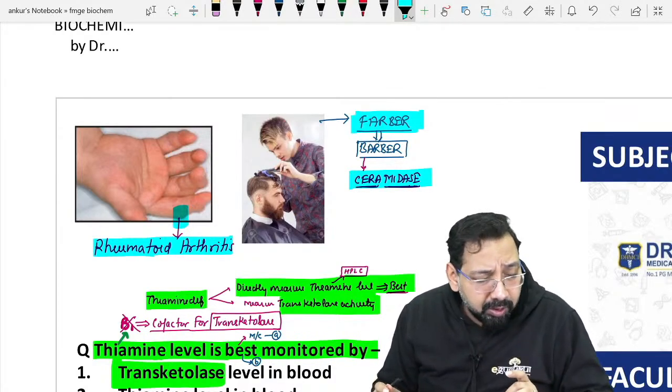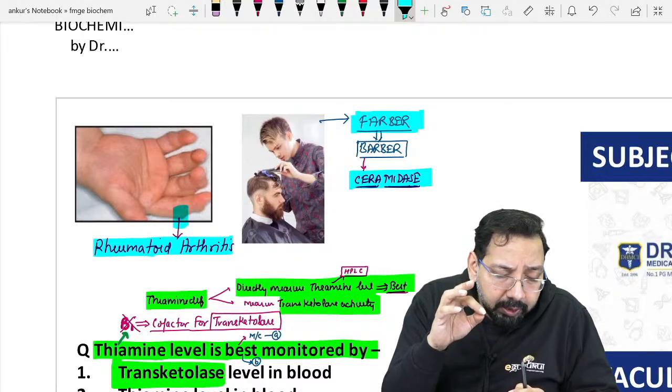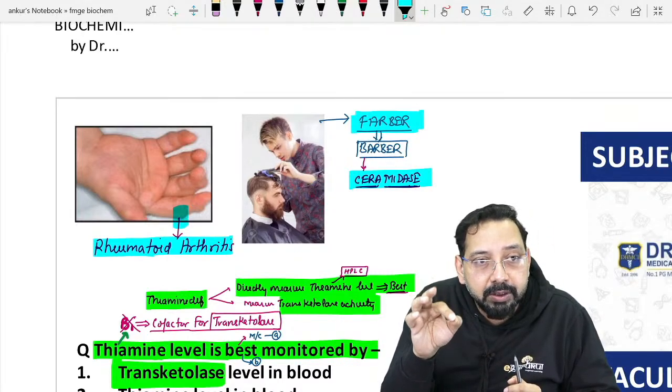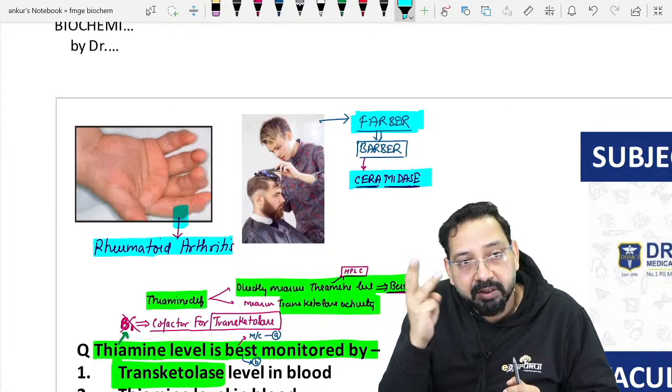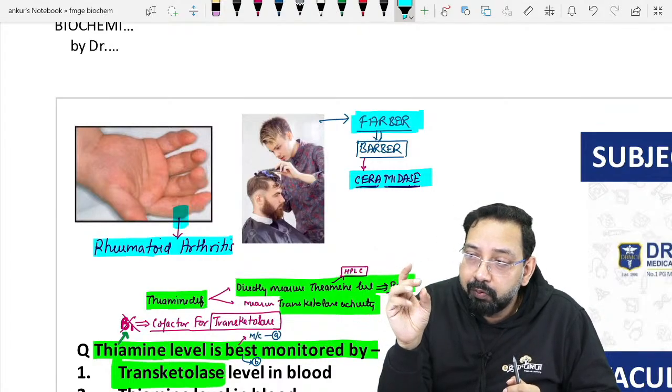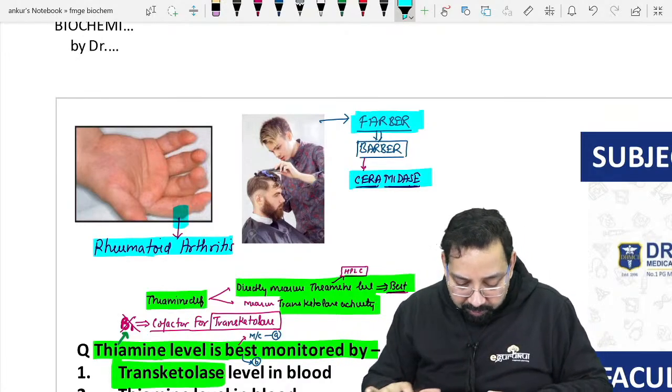Why am I concerned about this mnemonic? Because starting with F, Farber disease, Forbes disease, Fabry's disease, three diseases are there having similar names: Farber, Forbes, Fabry's. We will discuss later. For the time being, Farber is Barber.